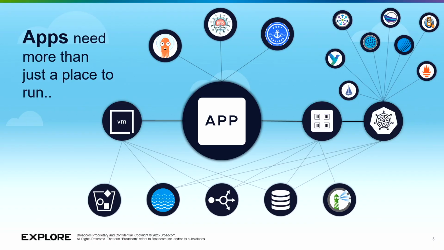So let's open this up with when you're deploying an application. It's no longer just about deploying or finding a place for your application to run. Having a virtual machine or having a Kubernetes cluster is not really the end goal. It's all about the applications and what they need, especially in the ecosystem of cloud native and all of the tool sets that you are using in ecosystems.